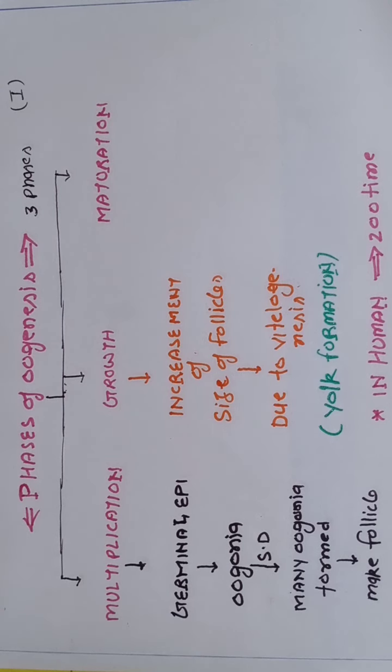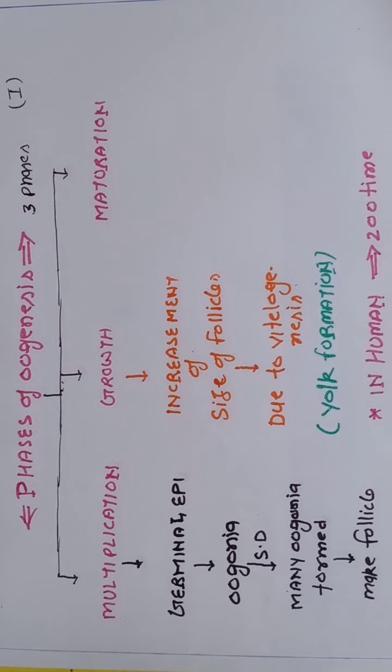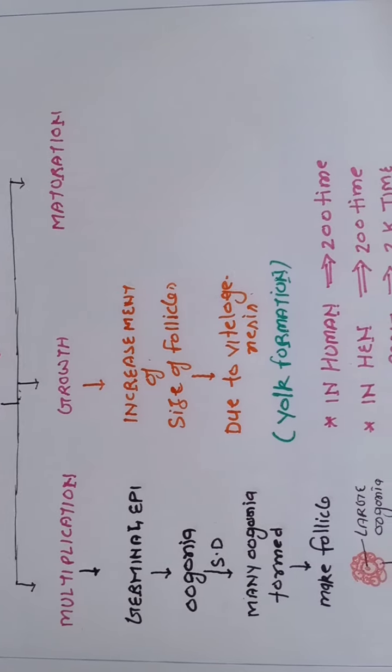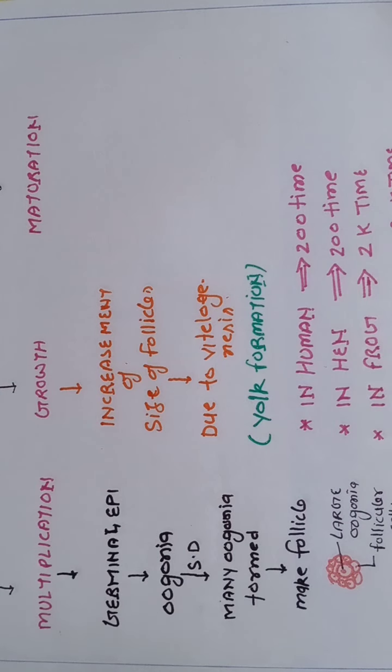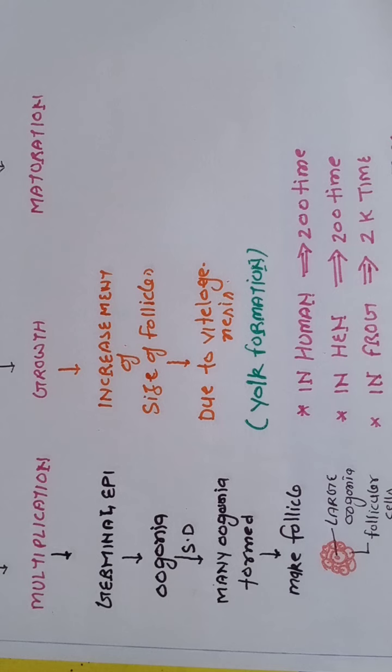But in the case of the human being, I told you that there is no yolk, only nutrient. Due to the accumulation of the nutrient, the size of the oocyte increases. This process is called vitellogenesis. Due to the accumulation of this nutrient or yolk, the size of the follicle increases in this way, as the size of the oocyte increases in this way.